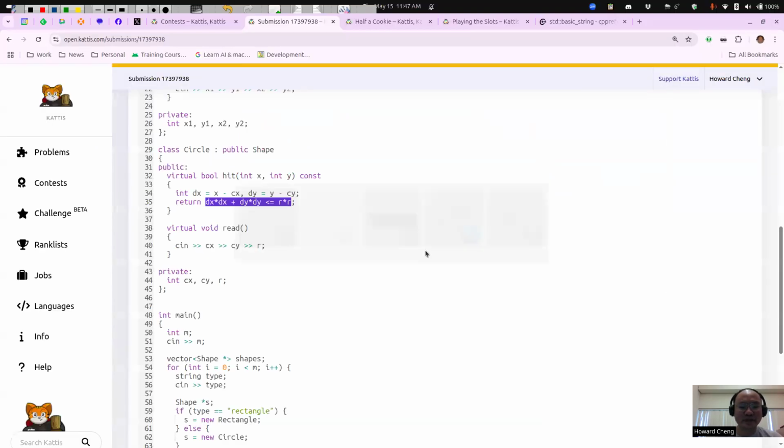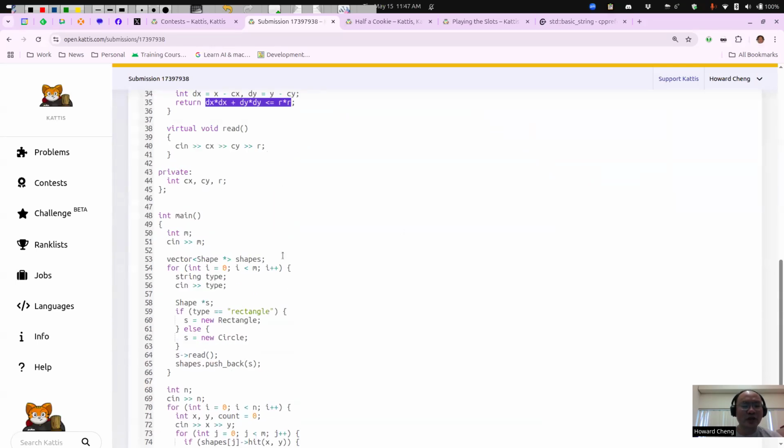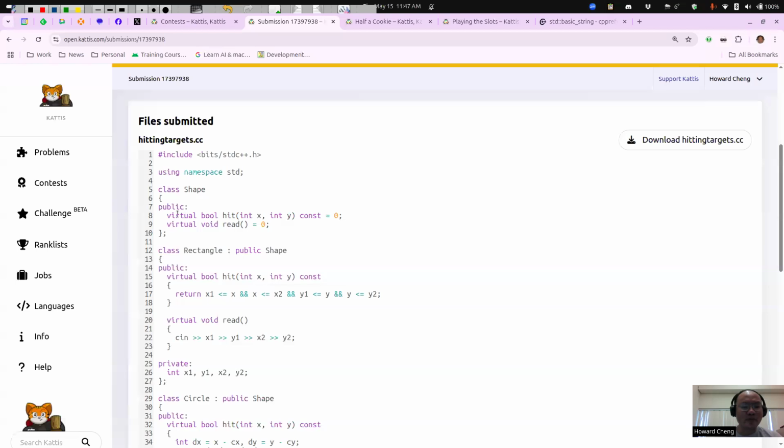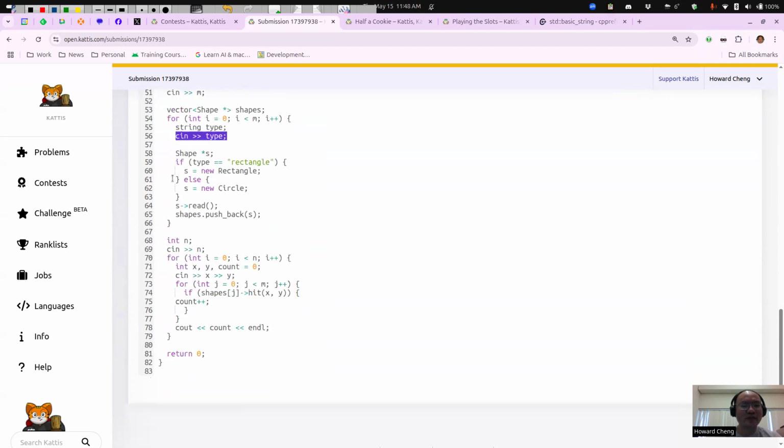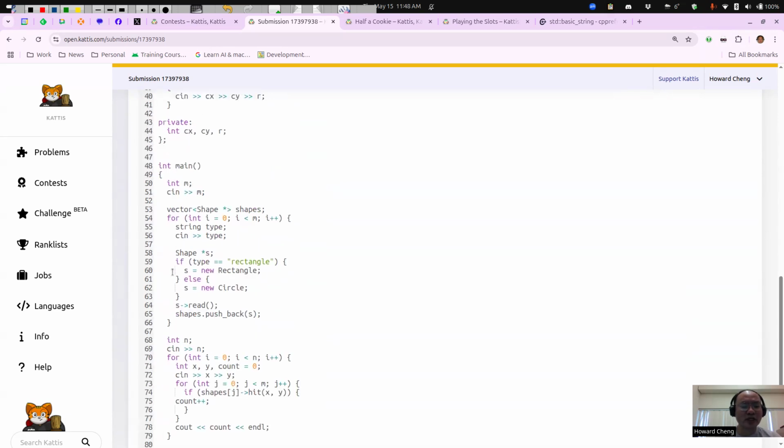Okay, anyhow. This is done through what we call polymorphism in C++. So I have a vector of shape pointers, and for each shape, I figure out what type I'm supposed to read. If it's a rectangle, I create a new rectangle object and set S to point to that. Otherwise, I create a circle and set S to point to that. S's read will call the correct read function, and then I push it back to the vector. So now I have a vector of shapes.